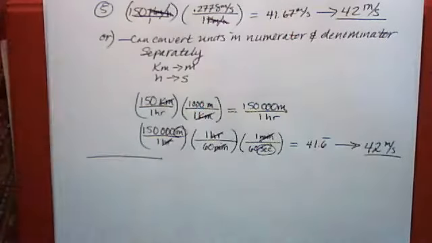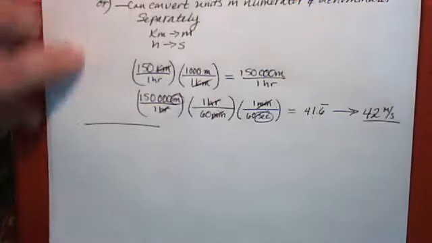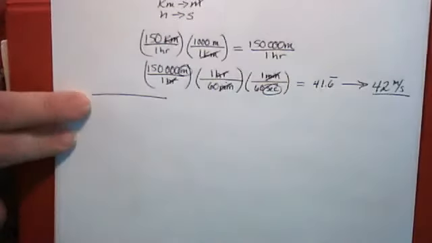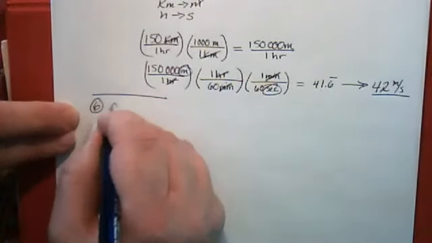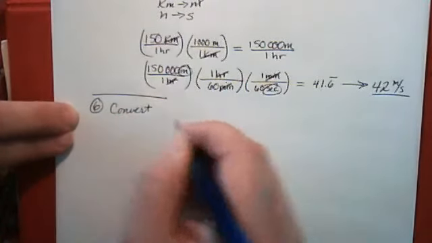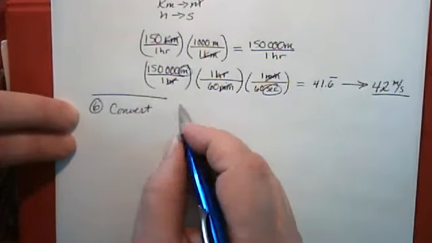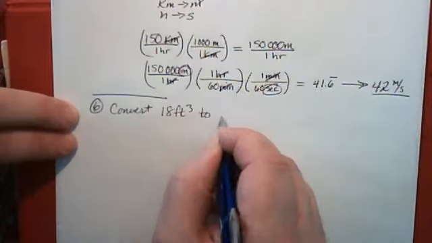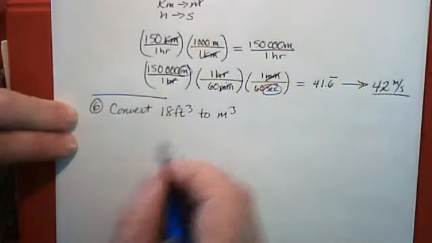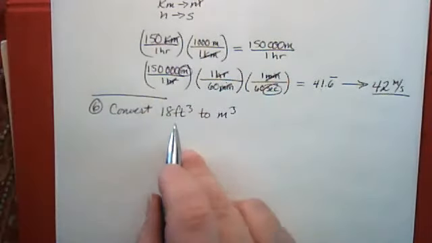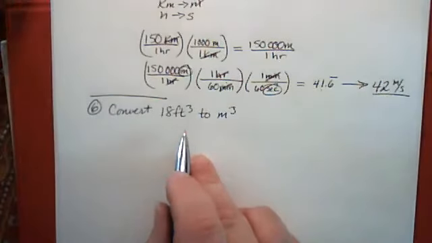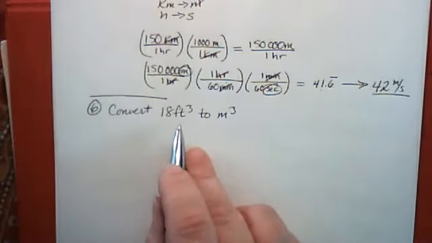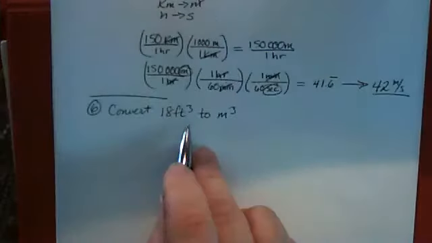Okay, so moving on to the next example, let's see, that was number 5. Number 6 is convert 18 cubic feet to cubic meters. So this is another one that there are a couple different ways to do it. And if you can find the right conversion factor to do it all in one step, so much the better.